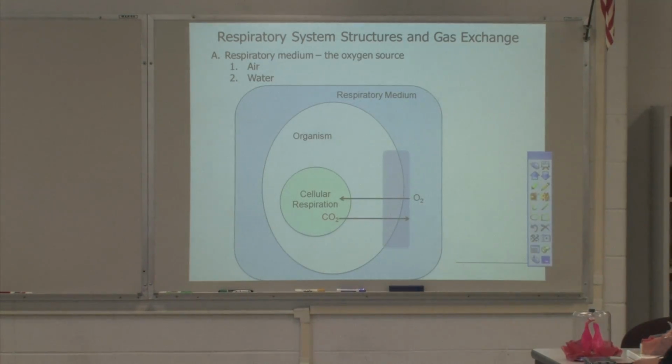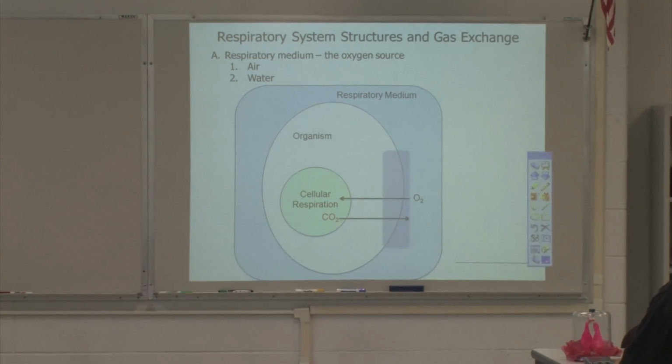I just wanted to start with a couple of key terms that we're going to need in the beginning of our discussion of the respiratory system structures. We need to talk about the respiratory medium. That's going to be the source of oxygen. And so we have 2 different respiratory mediums that we're going to discuss depending upon the organism. So we have air and we have water.